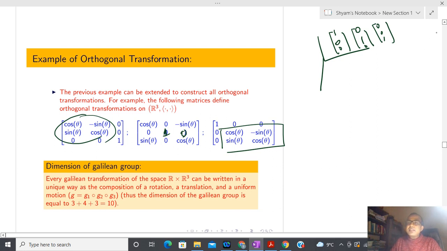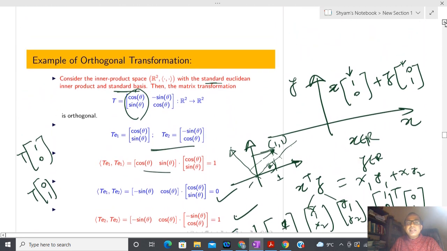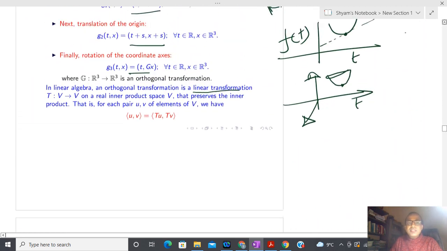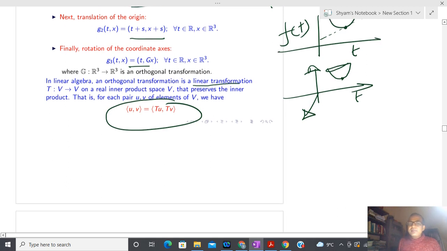Now this is the example of rotation, but what I am telling is that any transformation which satisfies this kind of property, then I can tell that the distance between any simultaneous events remains the same. That is our requirement of the Galilean structure. Does anyone have confusion?